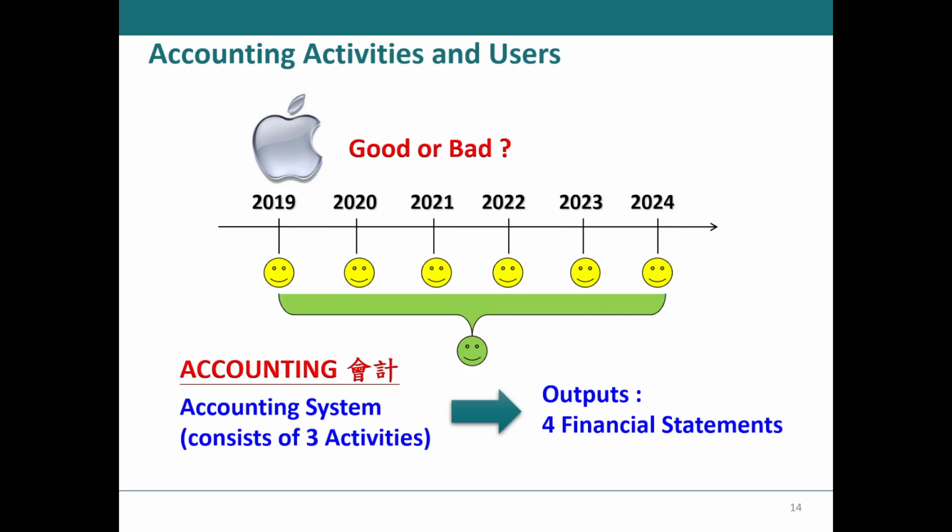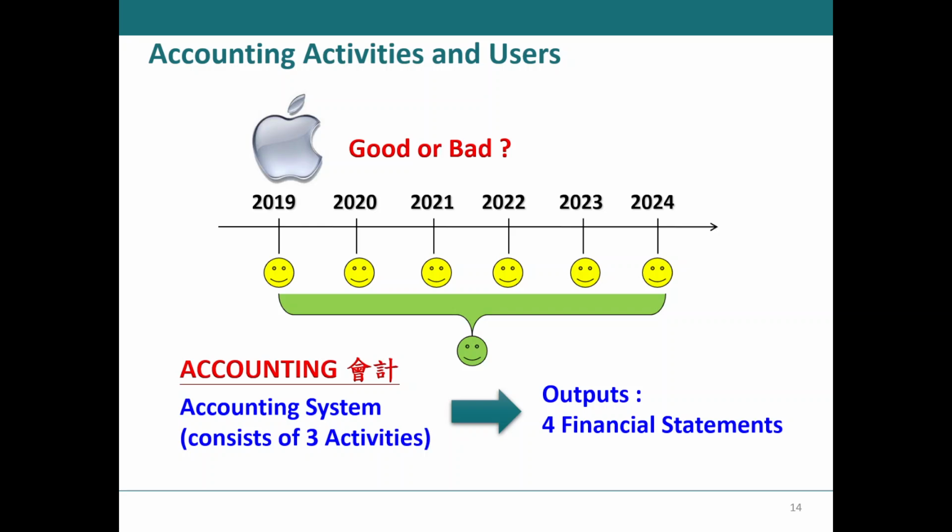After that, our third and final step is what? Communicate, right? So what does it mean? We provide useful financial information to users. We tell users, see, this is Apple. You can make your own decision about whether Apple is good or bad, right? So we provide information to anyone. In order to communicate, we have to produce only one accounting product. What's that? 4 financial statements, right? Okay.